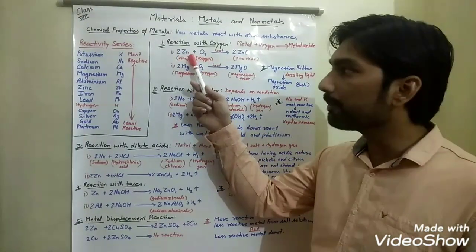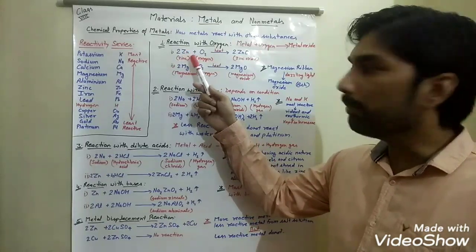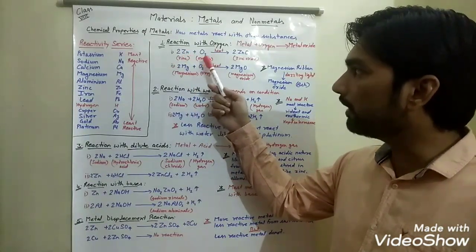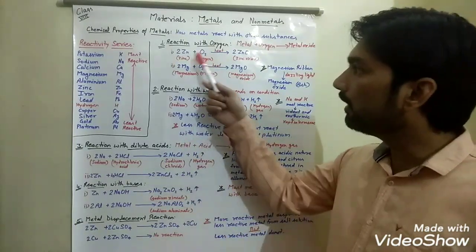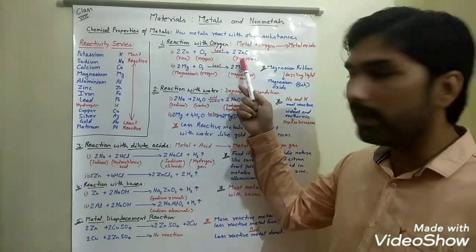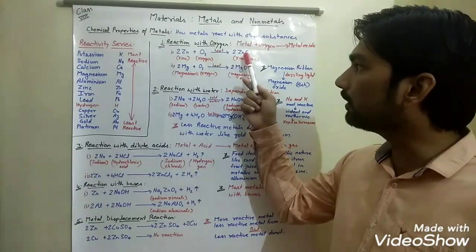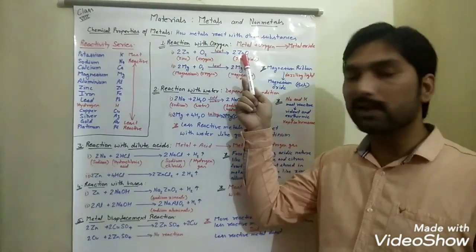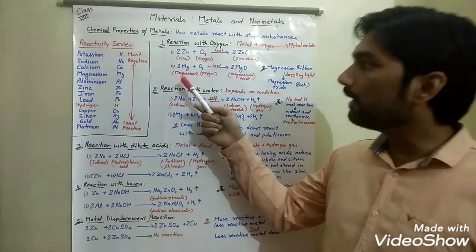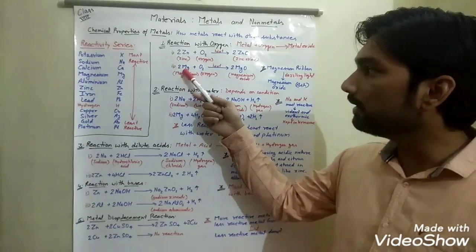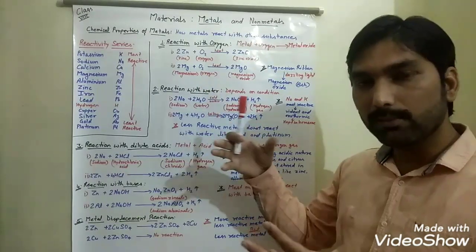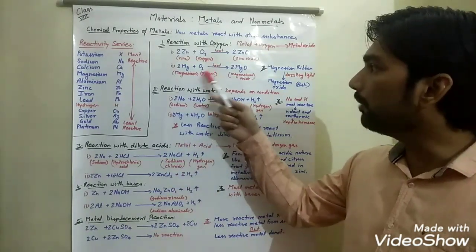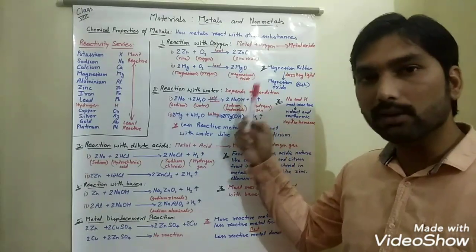You can see here, zinc is a metal which reacts with oxygen, and when heat is available, zinc and oxygen form zinc oxide, represented by ZnO. Another example: magnesium reacts with oxygen, and again in the presence of heat it is converted into magnesium oxide.